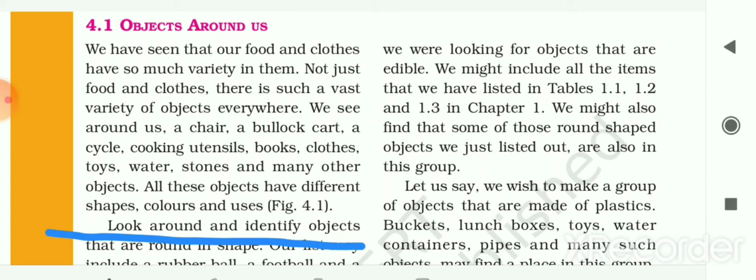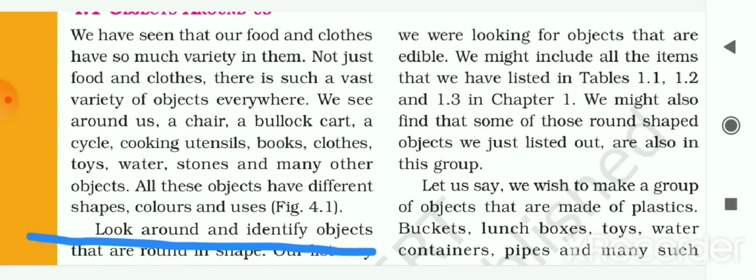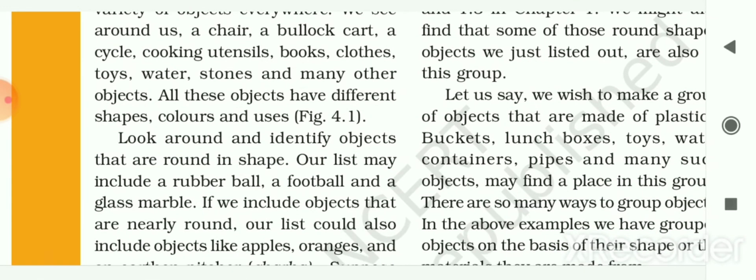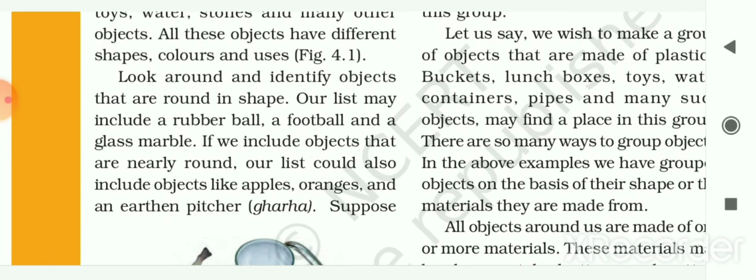We have seen that our food and clothes have so much variety in them, and not just food and clothes, there is such a vast variety of objects everywhere. We see around us different objects like chair, bullock cart, cycle, cooking utensils, books, clothes, toys, water, stones and many other objects. All these objects have different shapes, colors and uses.